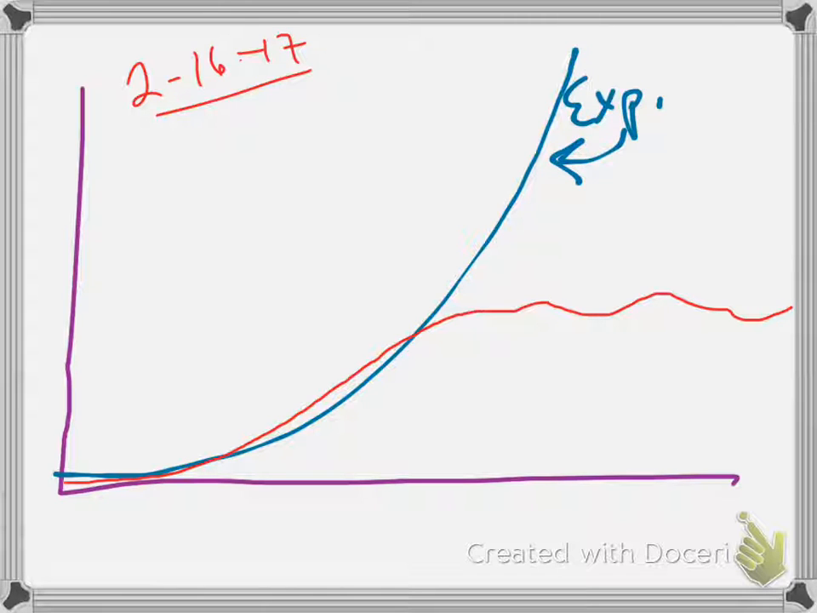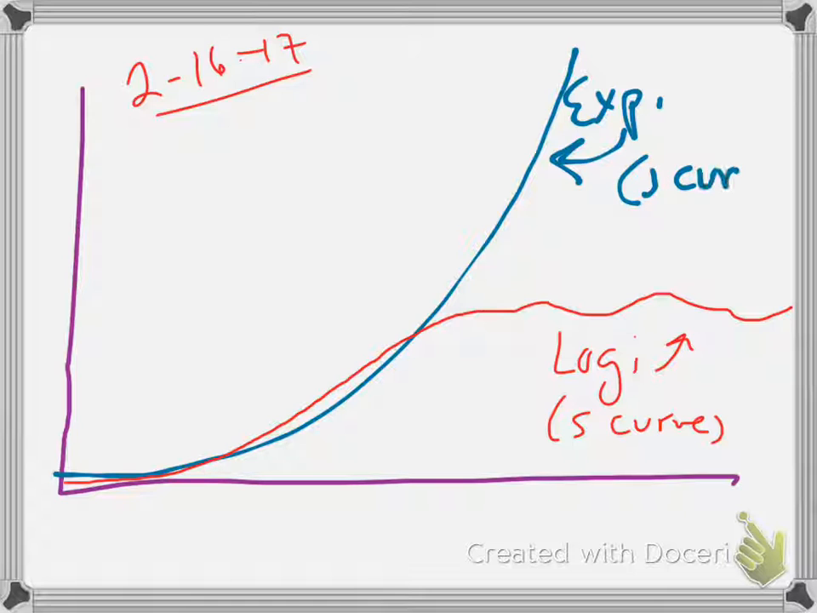One of these represents what we call logistic growth. Growth rates, so that's obviously the red one. This is the S curve. This one's the J curve.